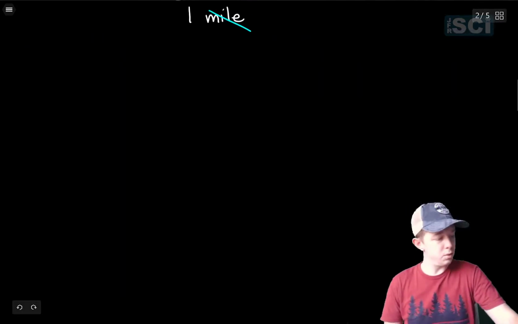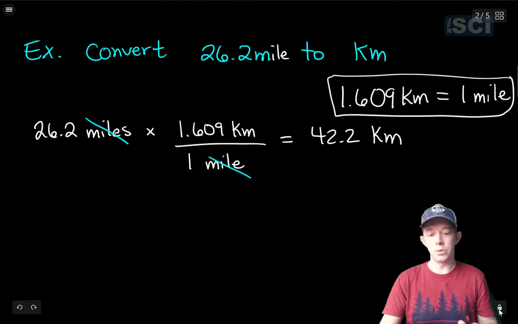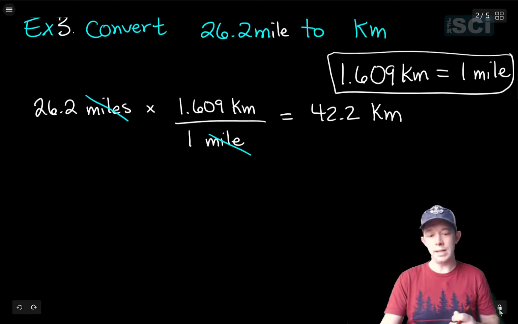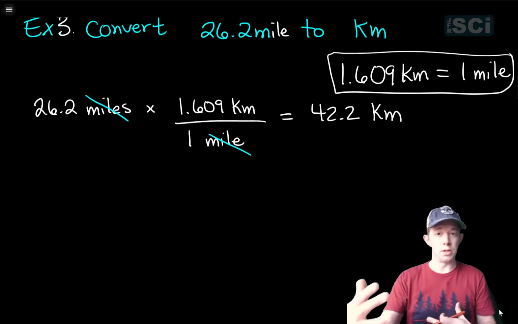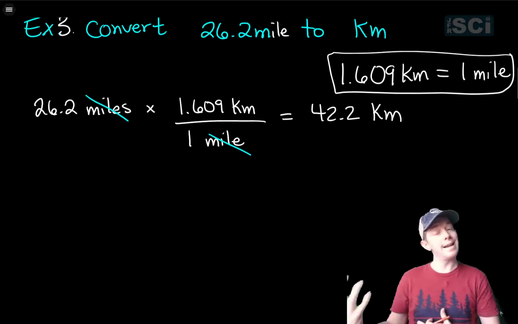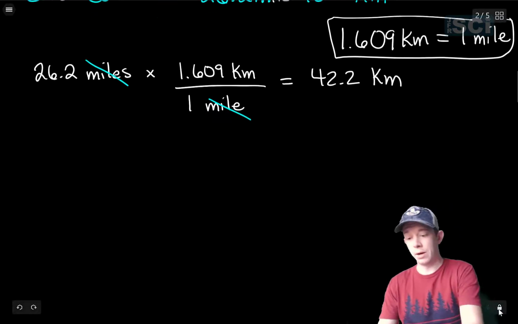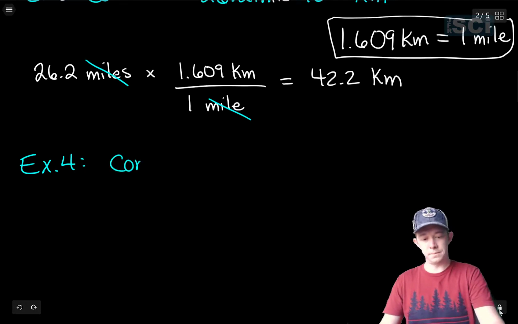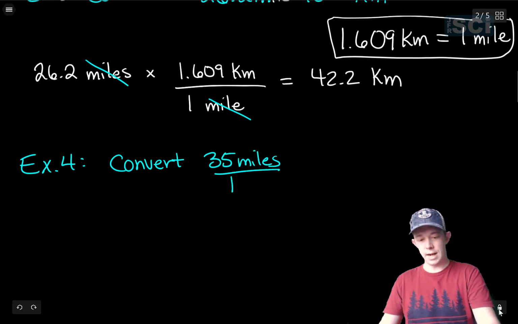Okay, so let's go ahead and do some examples, I think this was example 3, where we need, say, a double conversion, where we're converting a length and a time at the same time. So that would be, say, a speed conversion. So example number 4 here, let's say convert 35 miles per hour to, let's say, meters per second.